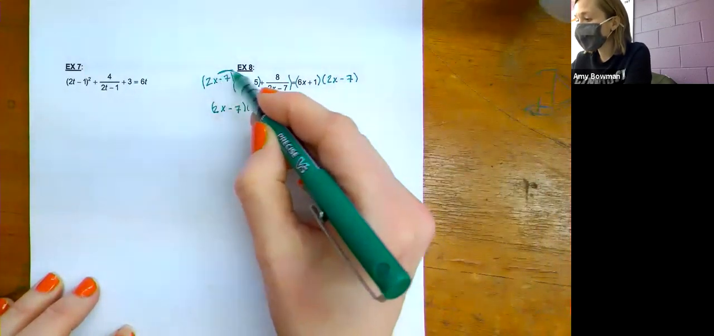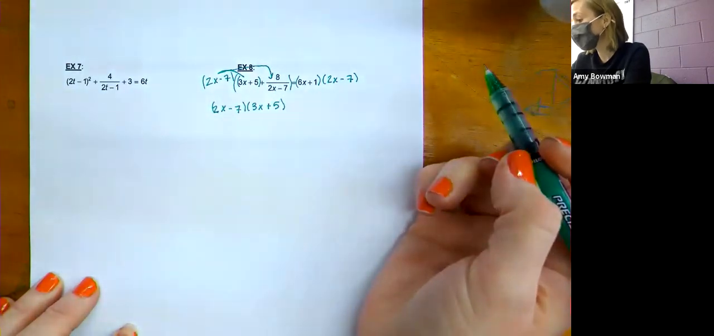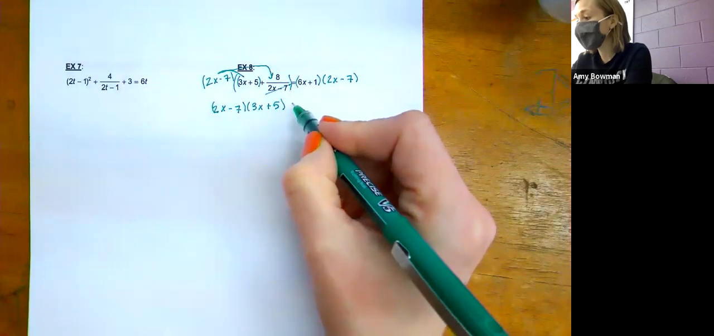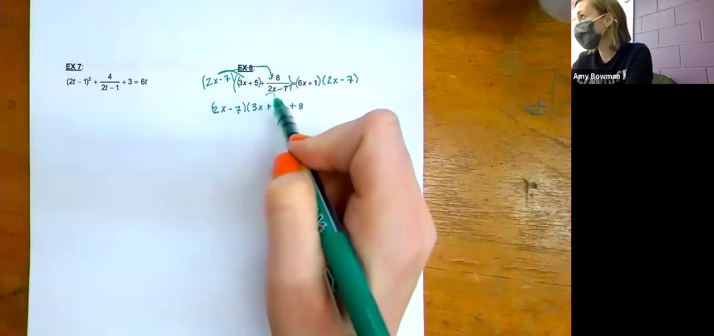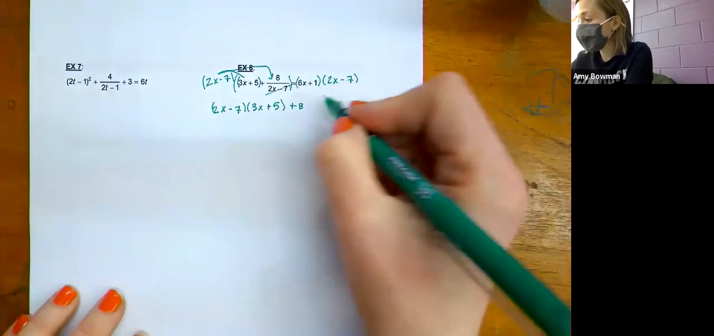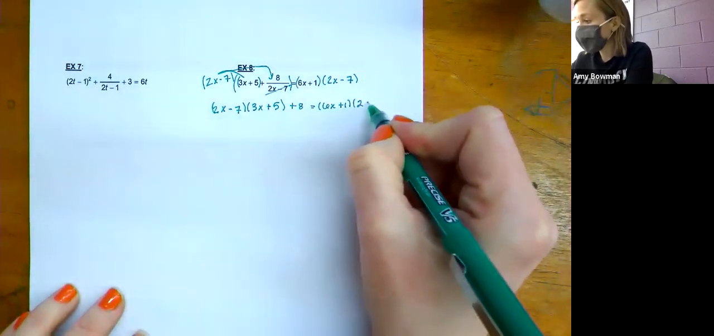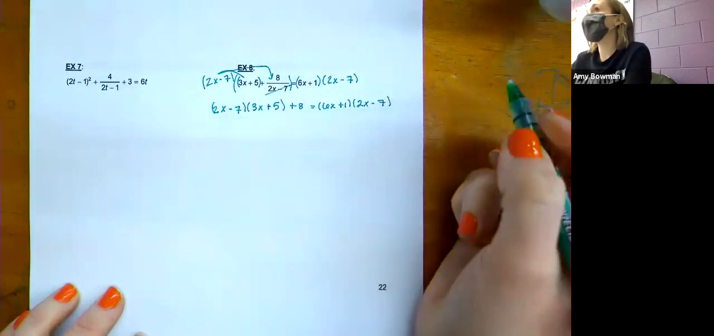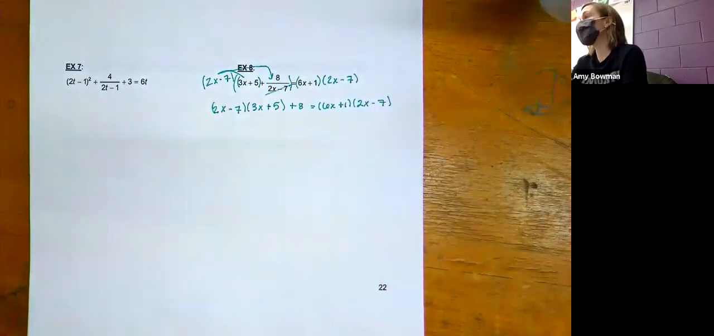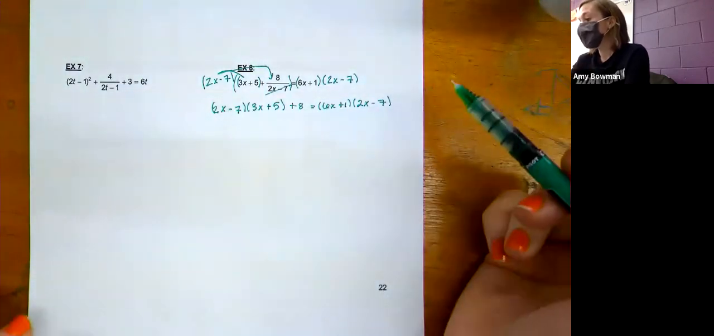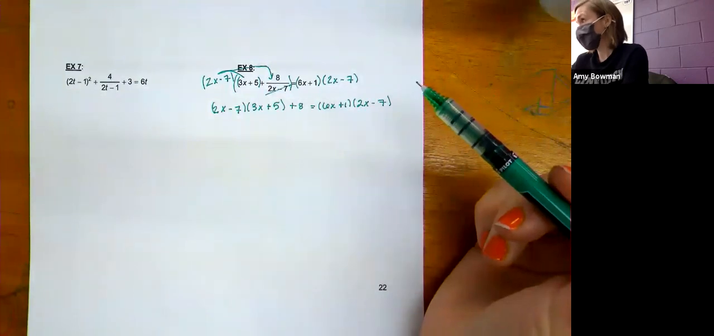Then when I multiply 2x minus 7 times the second one, that's intentionally going away. And I just have 8 because the numerator and denominator cancel. That was the goal. And then on the right-hand side, 6x plus 1 times 2x minus 7. Okay, so remember that that's always going to happen in the first step. If you multiply by the common denominator, from original problem to that next step, all of your fractions should be gone. Now it's just a matter of doing a bunch of algebra.